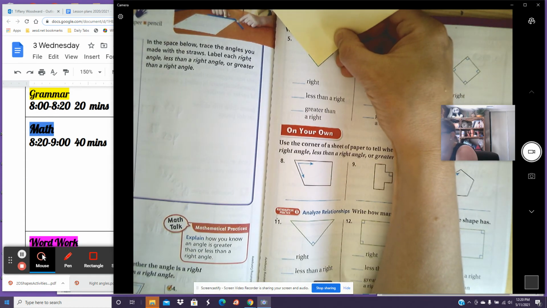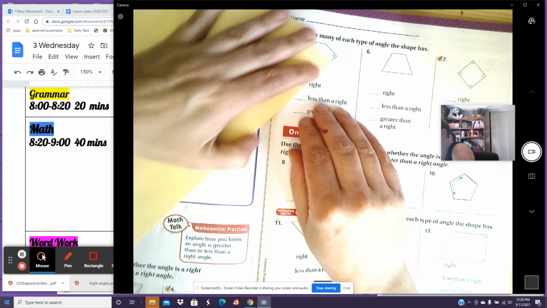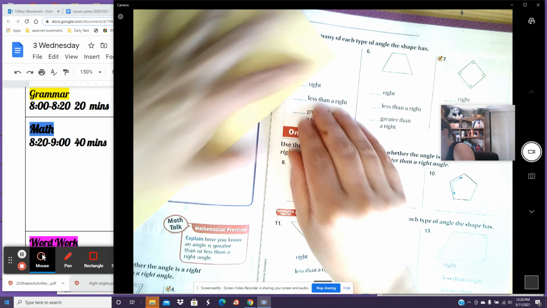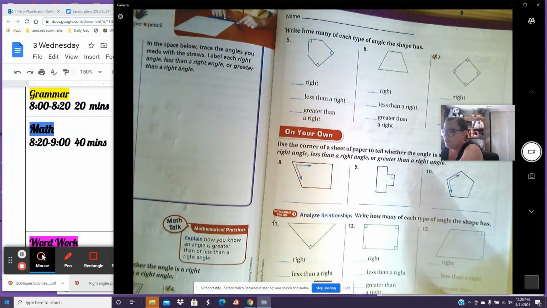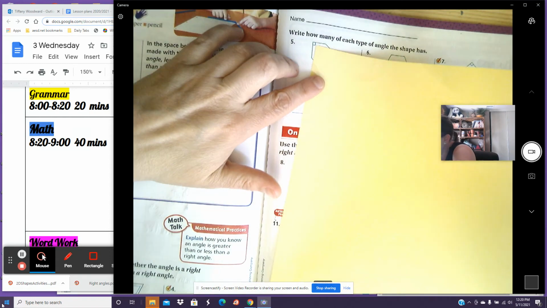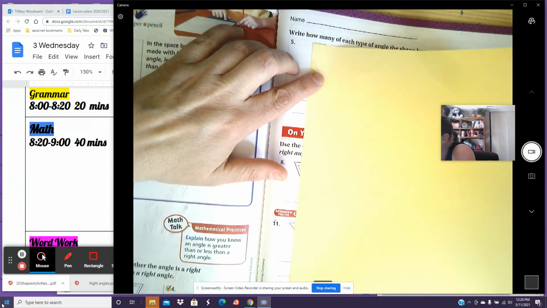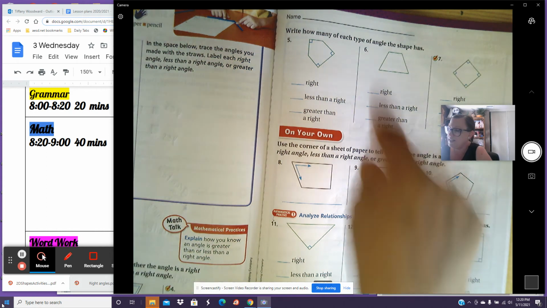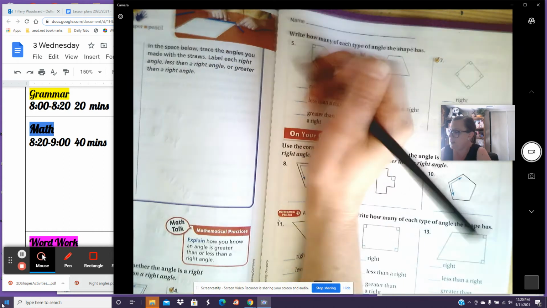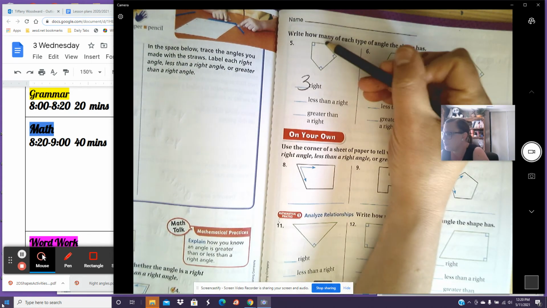So here we go. That fits. That's 1. Go to the other side. That fits, 2. And then I see another square up here. That one's kind of crooked. It fits. 3. So I see that. That's 3. I'm going to put 3 right angles. Now I only have 2 more to check.